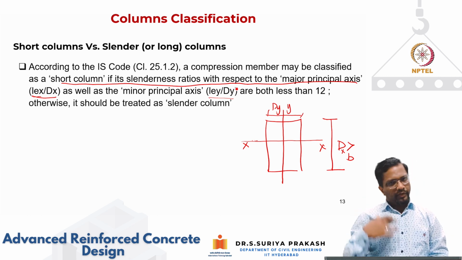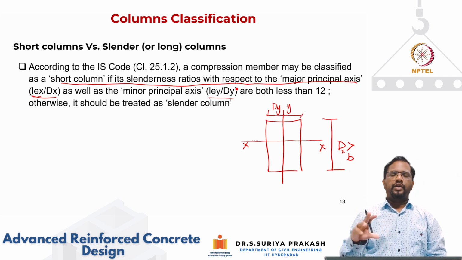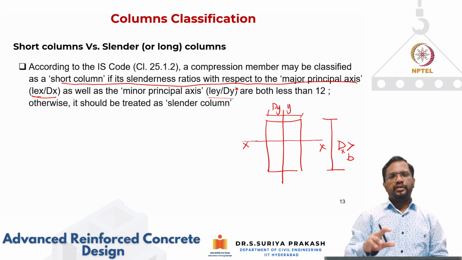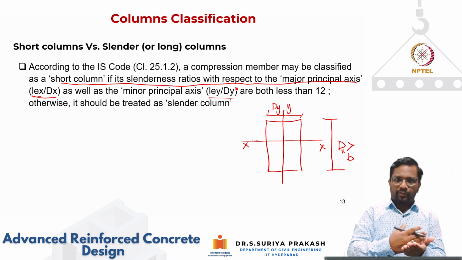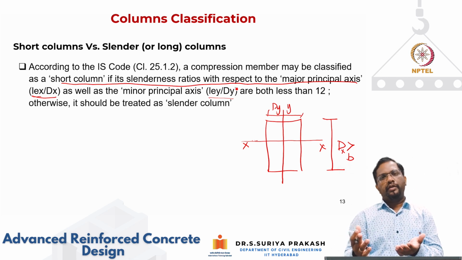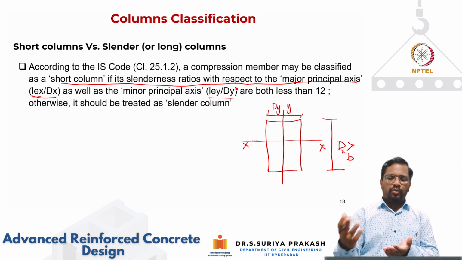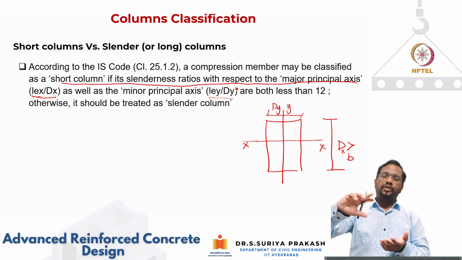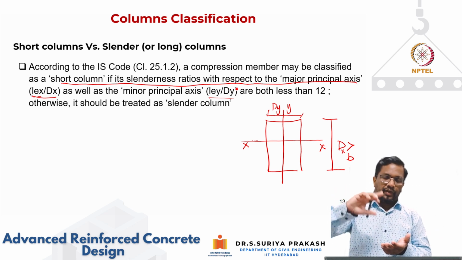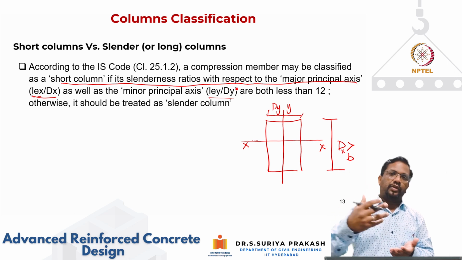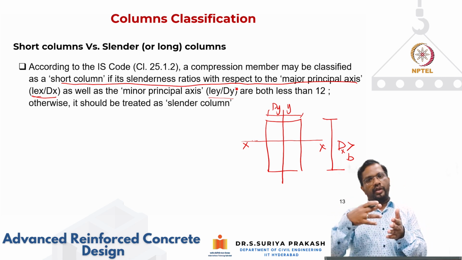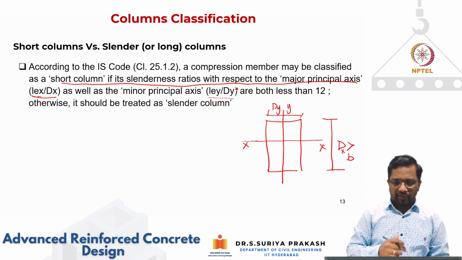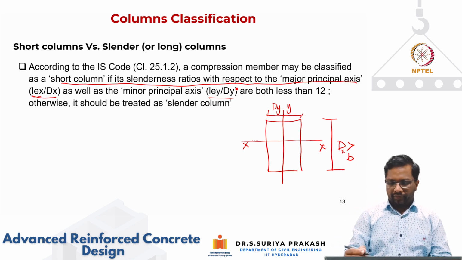Now you can have a situation where the slenderness ratio may be less than 12 about one axis for the same column, but higher than 12 about the other axis. Then you have to consider the slenderness effects when the ratio becomes more than 12 for that particular axis. So the same column in one direction can be a short column, and in the other direction it can behave like a slender column. So you have to be careful.